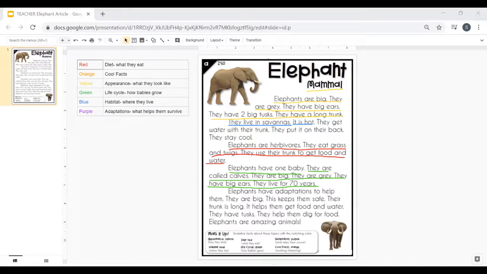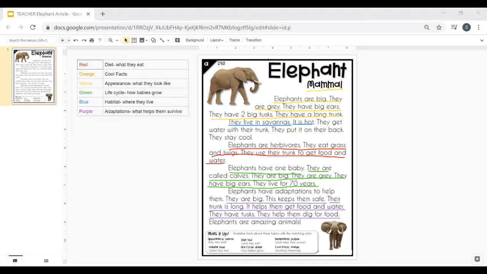So we know that in the last paragraph they told us that the elephant is big, which helps keep it safe. We also know that their trunk is long and it helps them get food and water. And we know that they have tusks that help them dig for food. That is all interesting adaptations, or things about the elephant's body that help them survive.